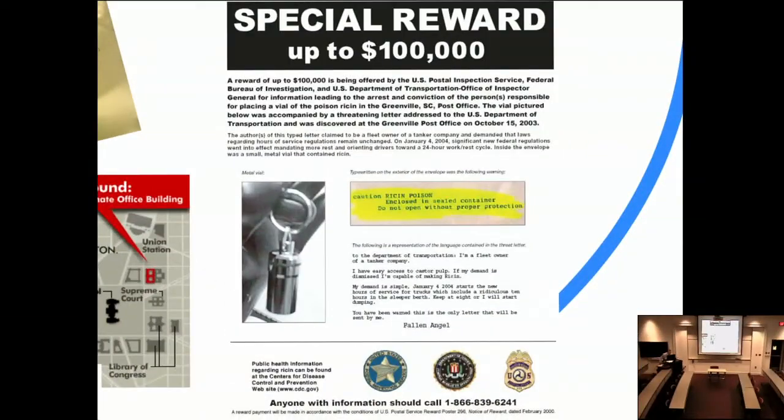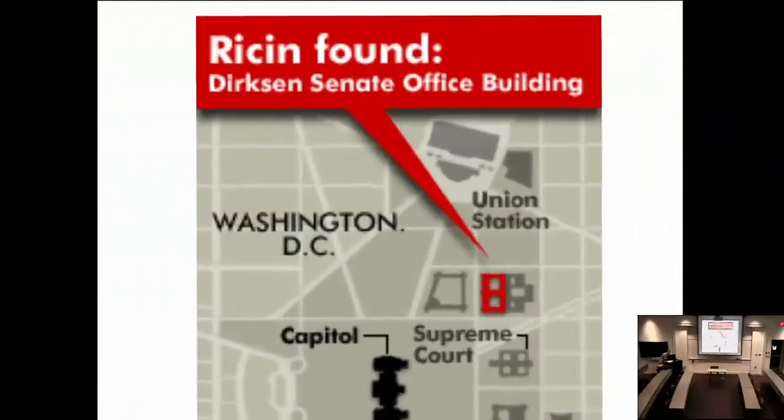So an award of $100,000 was put up for anybody that knew anything about who had sent this poison. You can see that there's a gloved hand, and inside that envelope was this little metal container that contained the ricin, along with a note. It says that he is a fleet owner of a tanker company, and he does not want this new law to go into effect, which basically requires truckers to spend an additional 2 hours in the sleeper berth. So he didn't want to have to, I guess, pay for extra laziness. So this was signed Fallen Angel.